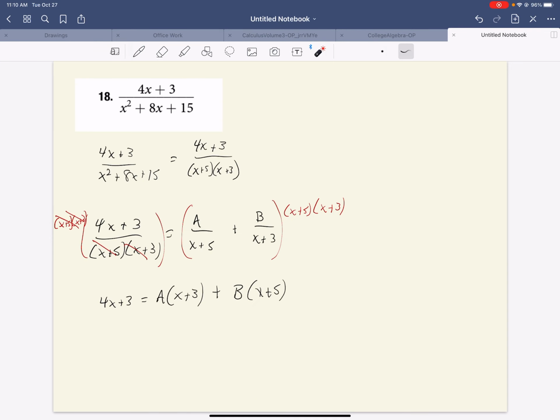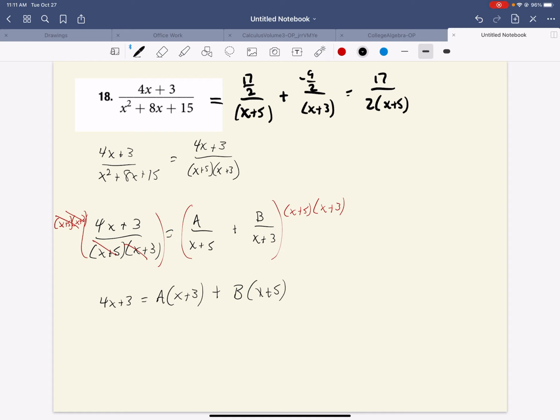So my final answer for this would be that it equals a over x plus 5. A was 17/2. So this should be 17/2 over x plus 5. And then plus b, and b was -9/2. So we have plus -9/2 over x plus 3. And if I wanted to make it a little bit better, I could do this 17 over 2x plus 5, and then minus 9 over 2x plus 3. So I could make it like that.